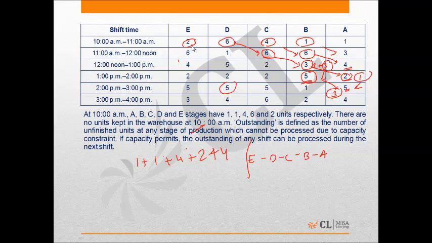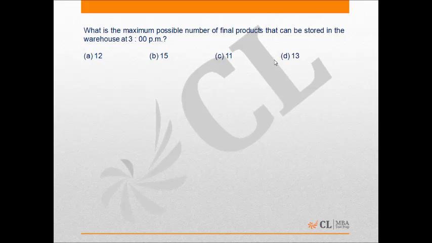similarly we can follow this same logic that we did for stage D, and we find that the 2 units which we initially have at stage E will get processed before 3 or by 3. So the total number of units that get processed as a final product between 2 and 3 is 4 plus 2, 6. Therefore the total number of finished products that we will have at 3 is 13. Therefore option D is the correct answer.